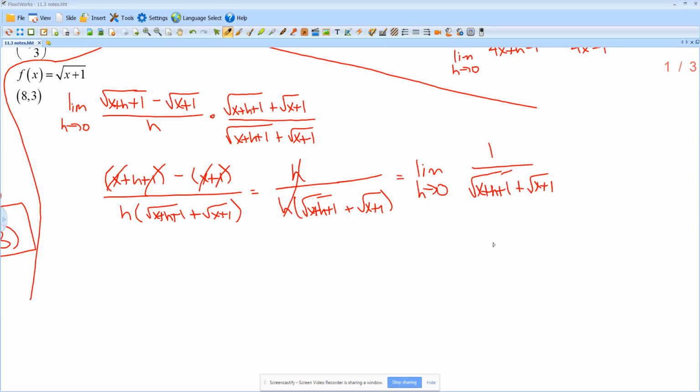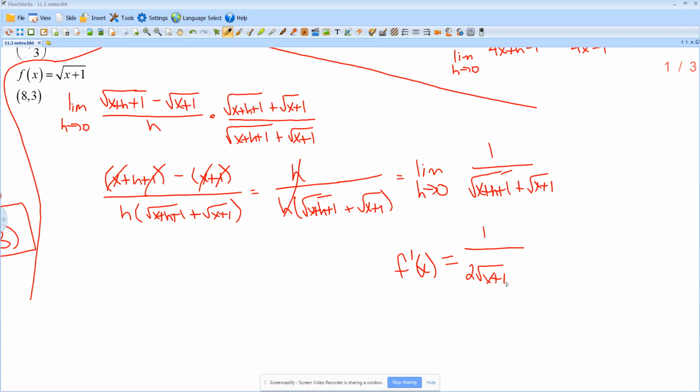If I substitute that in, I get 1 over 2 square root of x plus 1, which is what the derivative function is equal to. Again, this derivative function is giving me the slope of the tangent line at any given point, or the derivative at any given point.